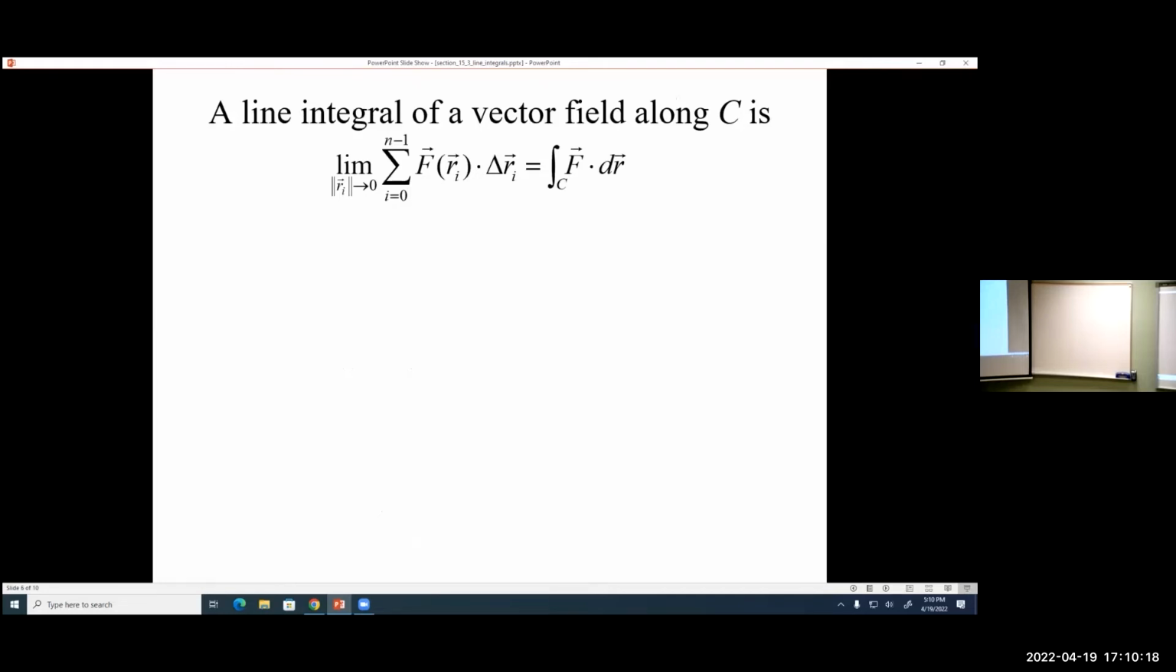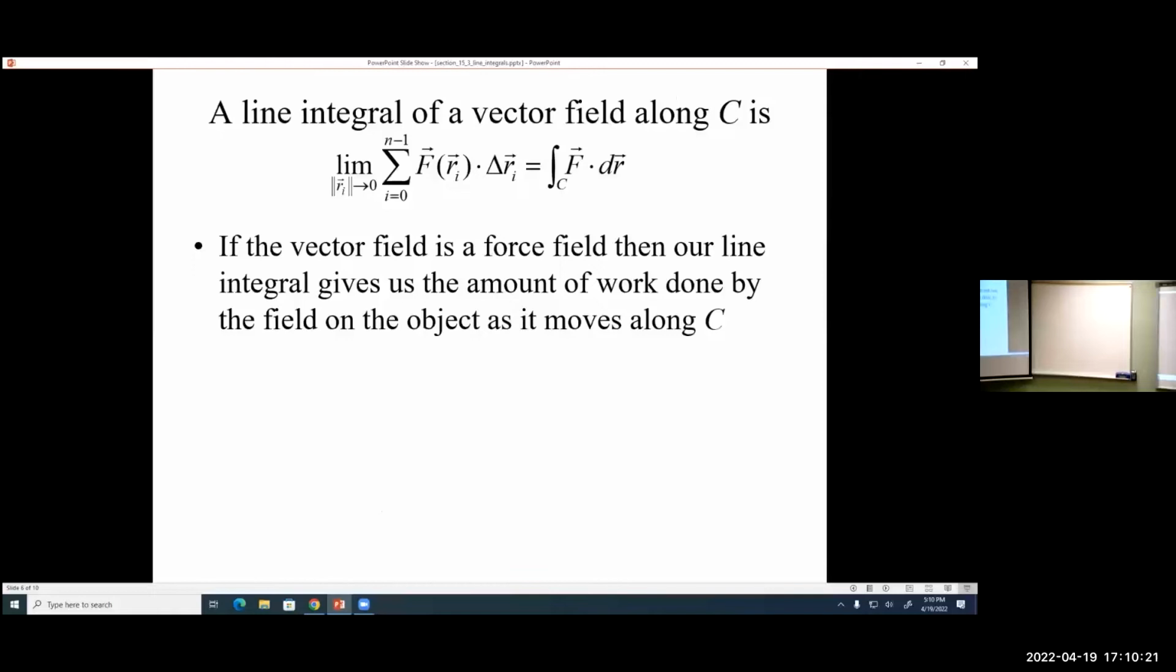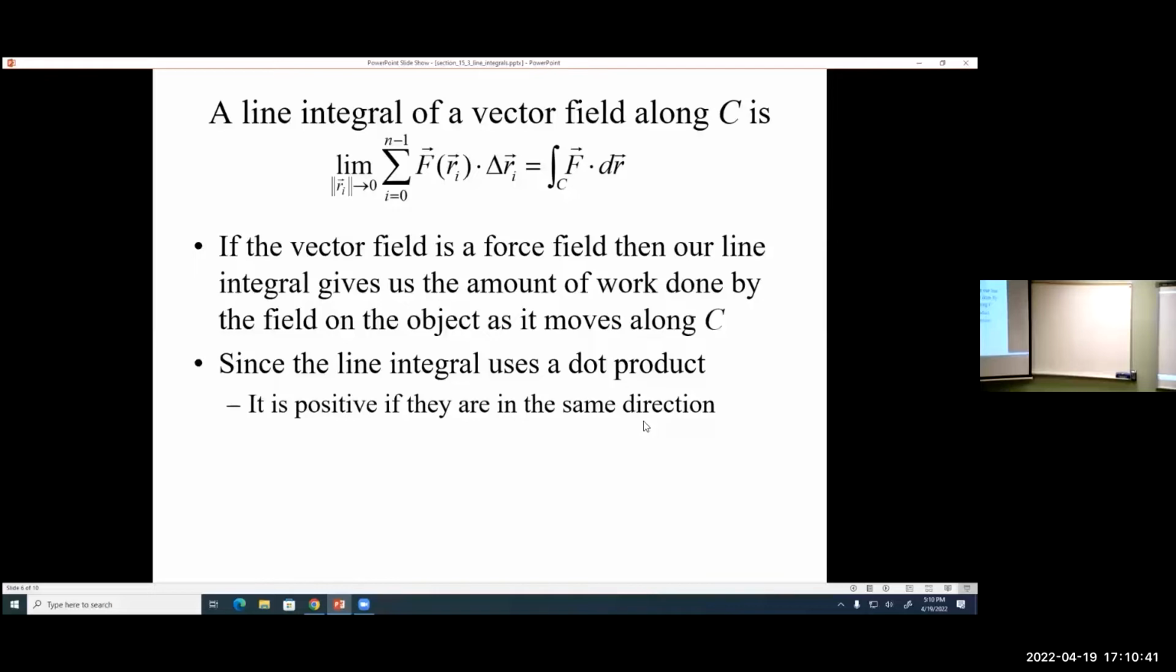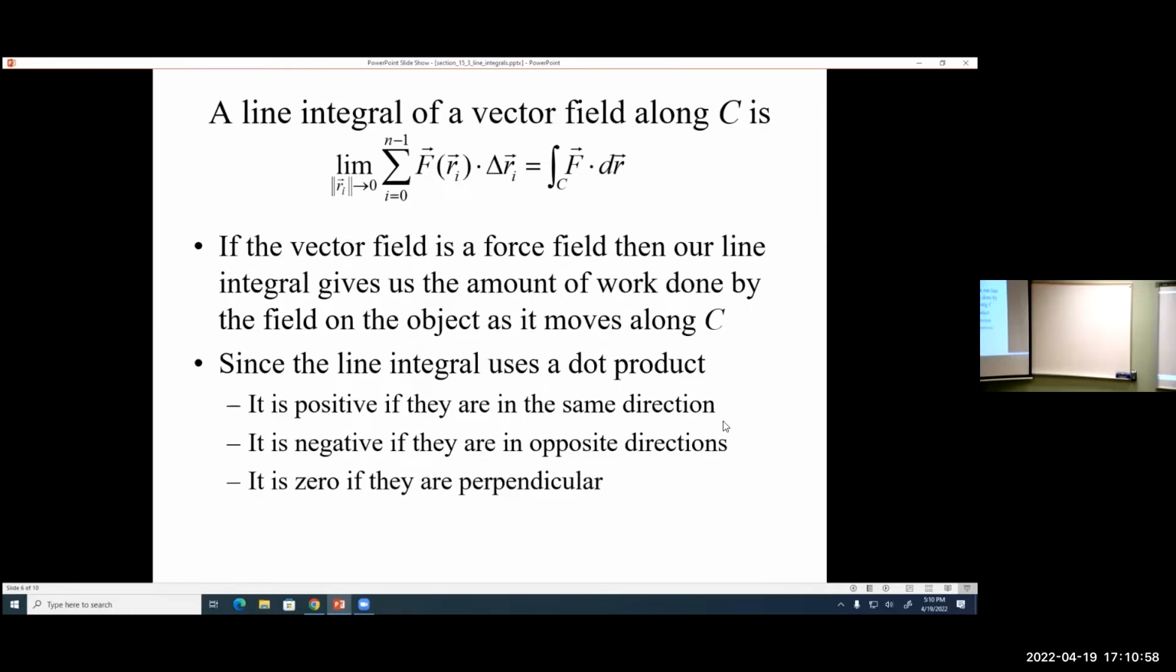Okay. As we're starting to wrap our heads around it, one way of thinking about this: if our vector field is a force field, gravity or something like that, then what the line integral gives us is the amount of work done by the field as the object moves along the path. Since the integral uses a dot product, if the path is in the same direction as the vector field, it would be positive. If they are in opposite directions, negative. And if they're perpendicular, remember that the dot product gives us 0.